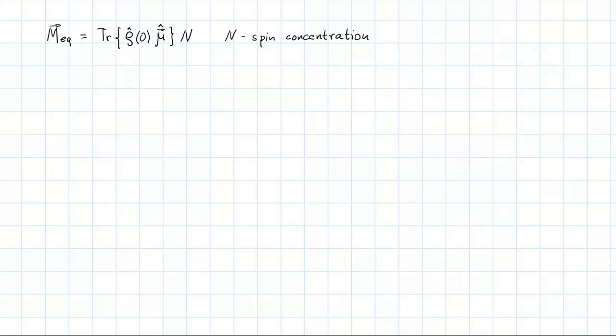Now I can derive the initial thermal equilibrium spin magnetization from the obtained density matrix. For this, I need to calculate the trace of the density matrix multiplied by the magnetic moment operator and multiply the result by the spin concentration. In this formula I am inserting the expressions for μ and ρ derived above.